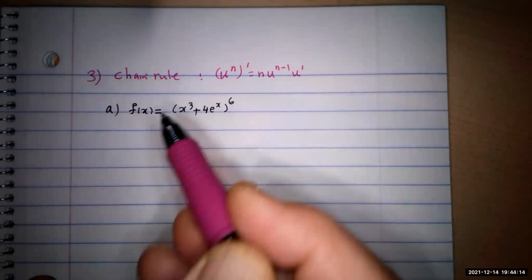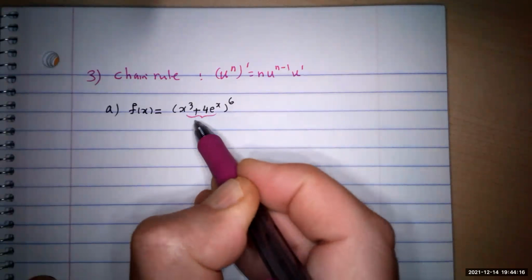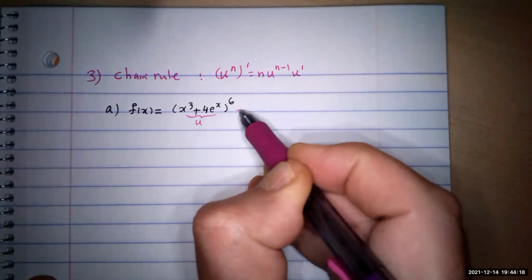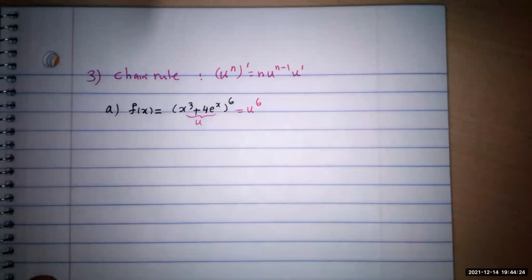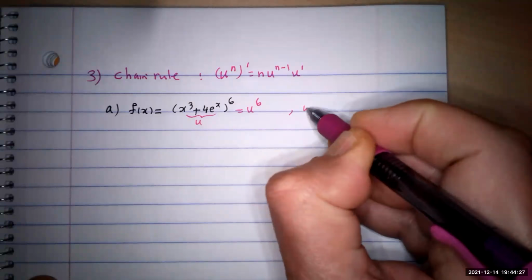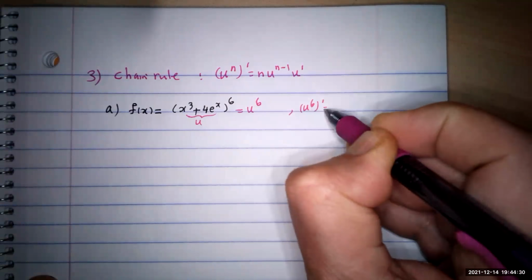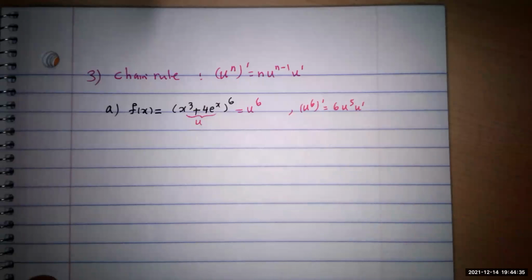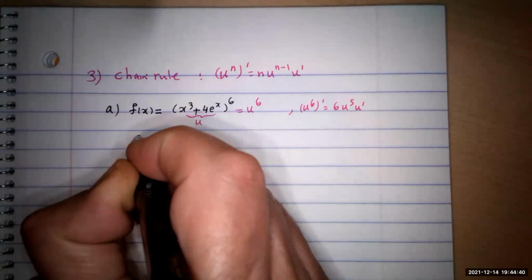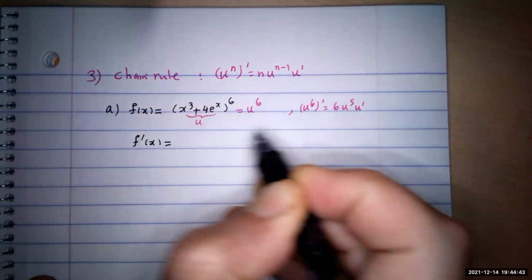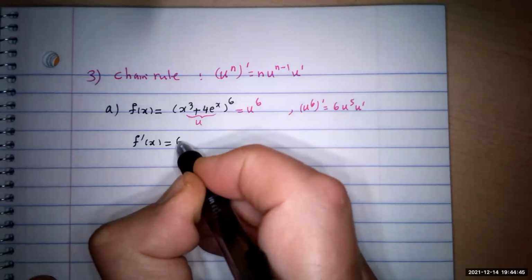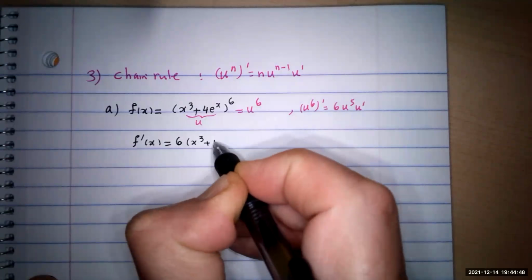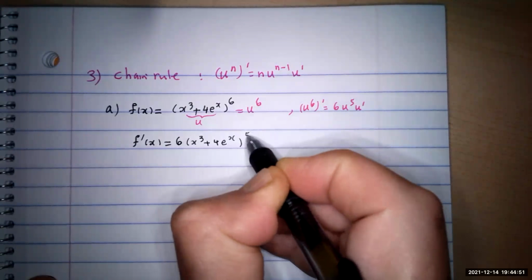You are going to call the inside u. So you may think about this one as u to the 6. And you can remind yourself what the formula is. So u to the 6 prime is power down, 6 u to the 5th times u prime. That's your formula. Just copy the formula. So f prime of x is equal to 6, the power down, 6 times x cubed plus 4 e to the x, to the fifth.